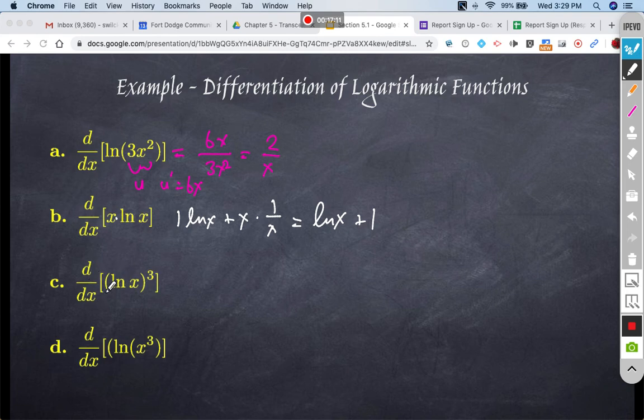In this case, we're taking the derivative of the natural log of x cubed. Here we're going to have to do the chain rule. So we're going to take 3 times the natural log of x squared times the derivative of natural log, which is 1 over x. So this is going to be 3 times the natural log of x squared over x.